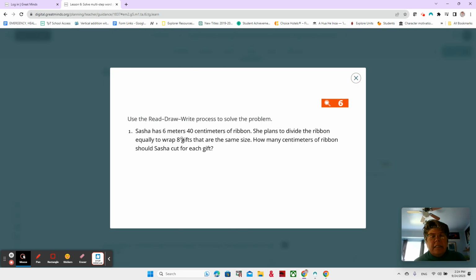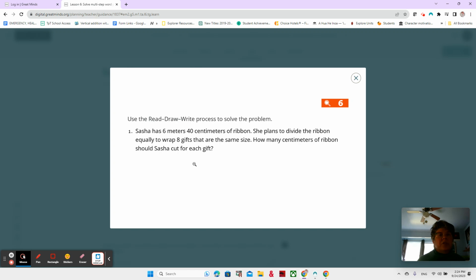Sasha has 6 meters, 4 centimeters of ribbon. She plans to divide the ribbon equally to wrap 8 gifts that are the same size. How many centimeters of ribbon should Sasha cut for each gift?